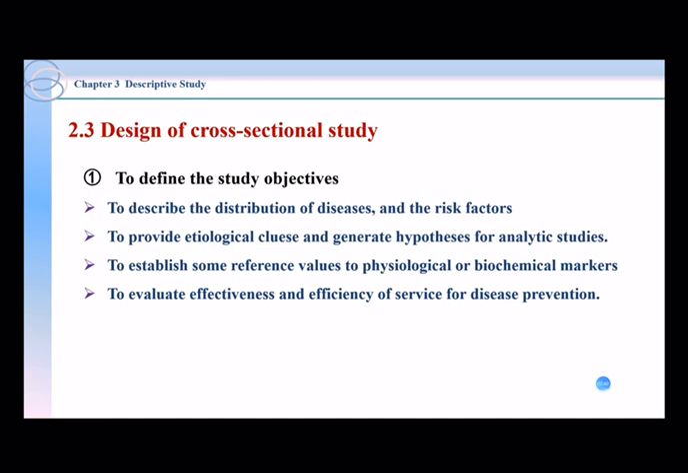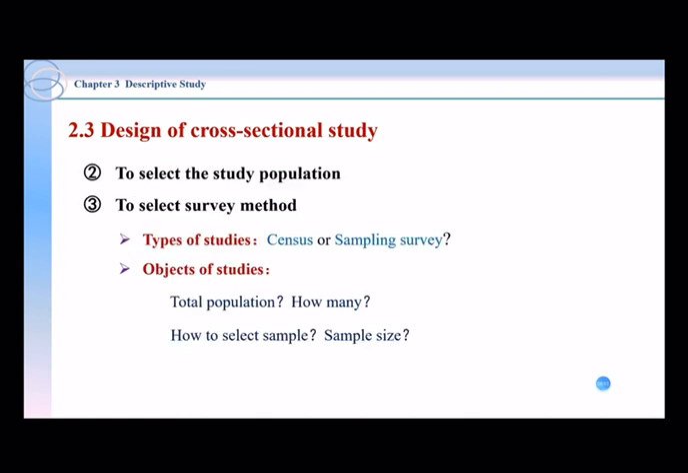So here are some commonly used study objectives. For example, to describe the distribution of disease and the risk factors, to provide etiological clues and general hypotheses for analytic studies, and so on. So we can define the study objectives according to what we are interested in studying. And once we are sure about our study objectives, we can define our study population and the survey methods. For the survey method, we need to think about which type of cross-sectional study we are going to use. Is it a census study or a sampling survey?